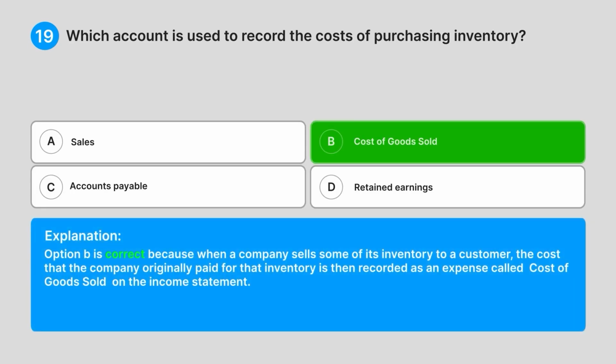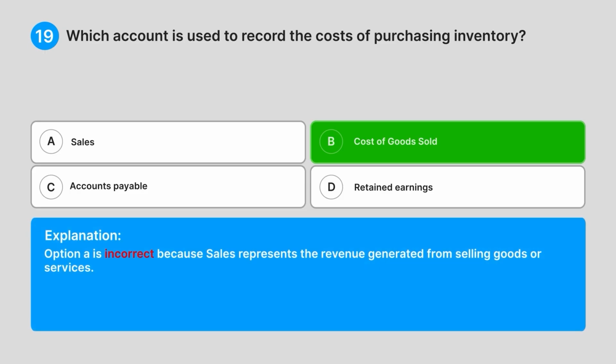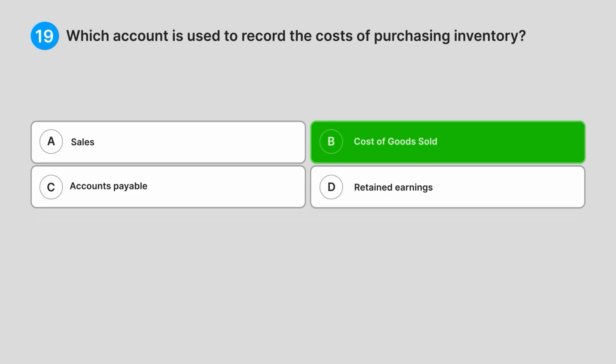Explanation. Option B is correct because when a company sells some of its inventory to a customer, the cost that the company originally paid for that inventory is then recorded as an expense called cost of goods sold on the income statement. Option A is incorrect because sales represents the revenue generated from selling goods or services.